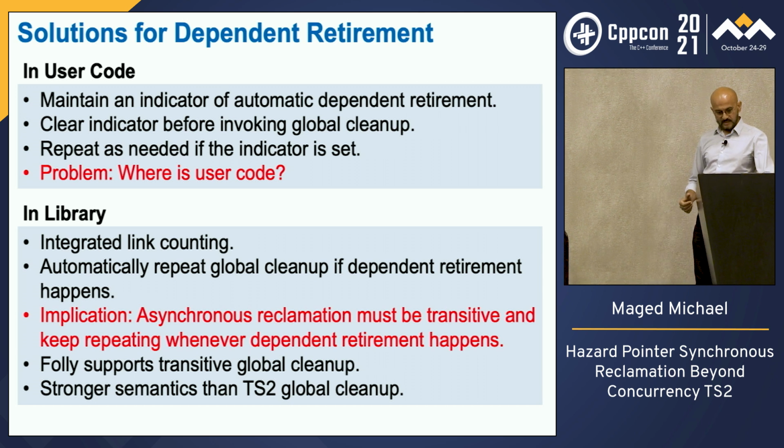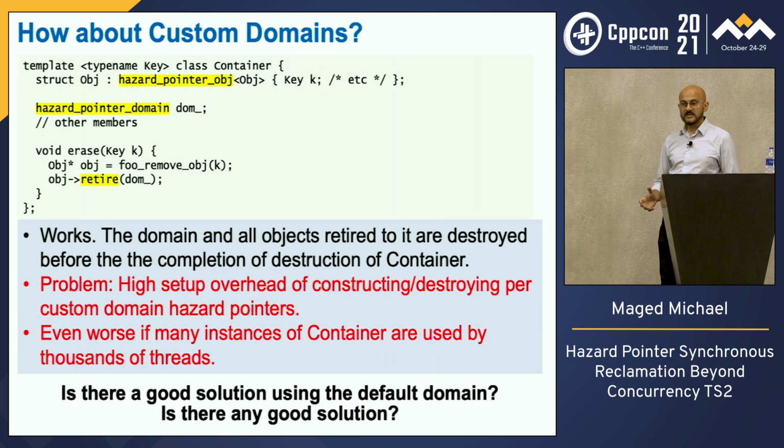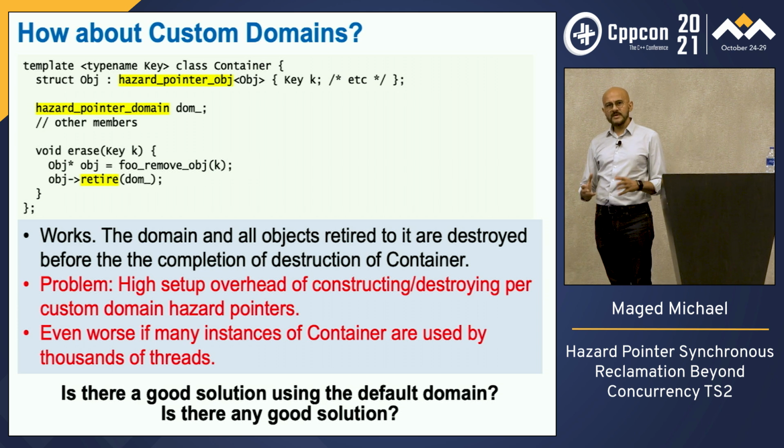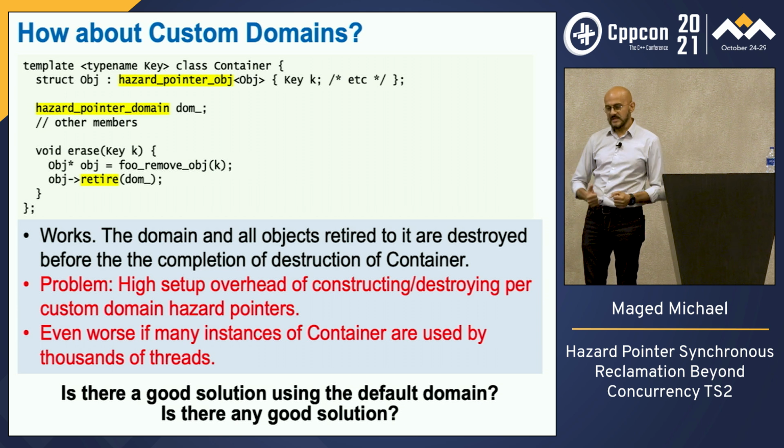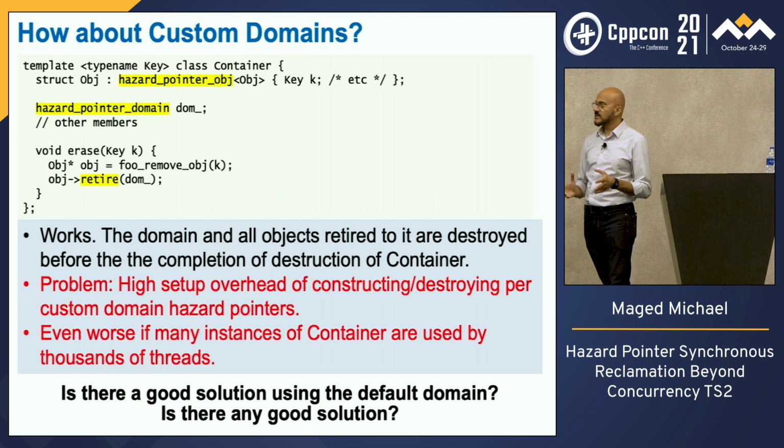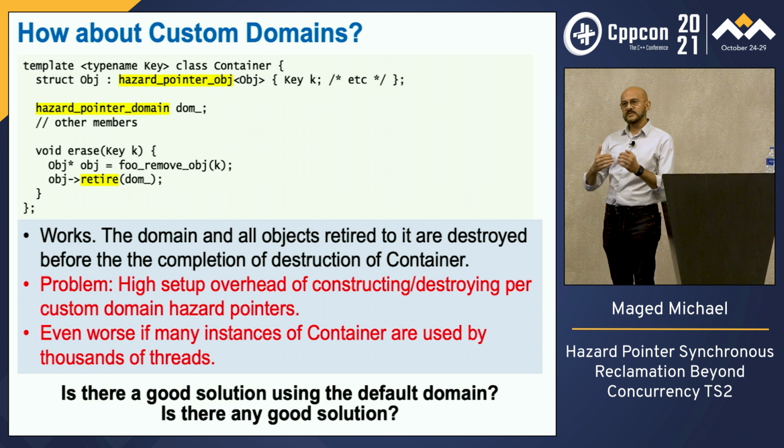So let's look at another option. Because the global domain is so big, with tens of thousands of hazard pointers, why don't we use custom domains? That might work. Here's a code example of using that. We're just saying every container will have its own domain, and when we retire the object, we'll just retire it to that domain.